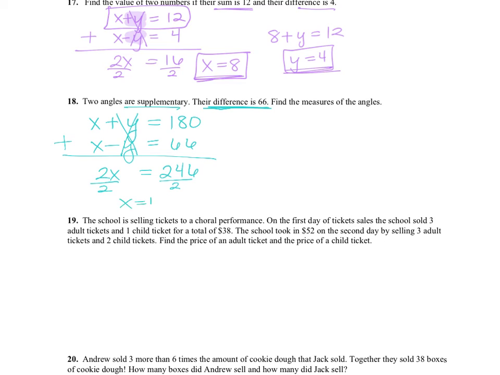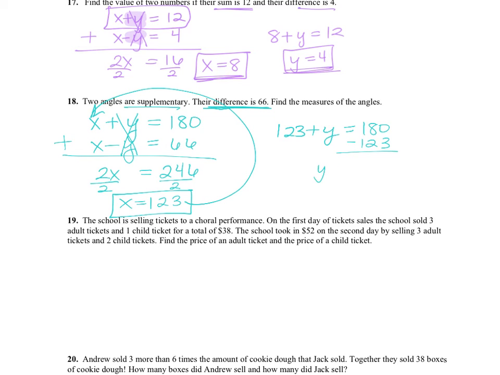So x is 123. Okay, so if x is 123, then we can take that x and plug it back in. I'll do it right here. 123 plus y equals 180. So take away that 123, and y is going to be 57. So our two angles will be 123 degrees and 57 degrees.